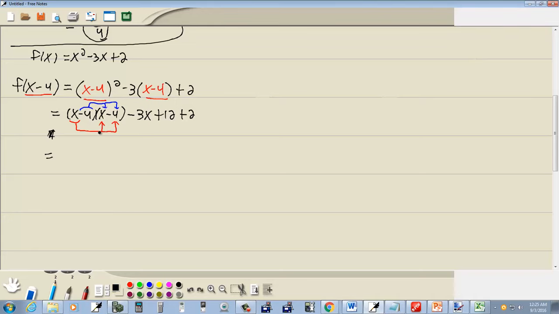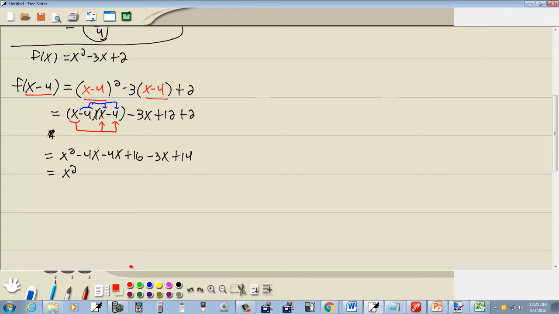So following my lines, I got x times x is x squared. X times negative 4 is negative 4x. Negative 4 times x is negative 4x. Negative 4 times negative 4 is a positive 16. Minus 3x, 12 plus 2 is 14.